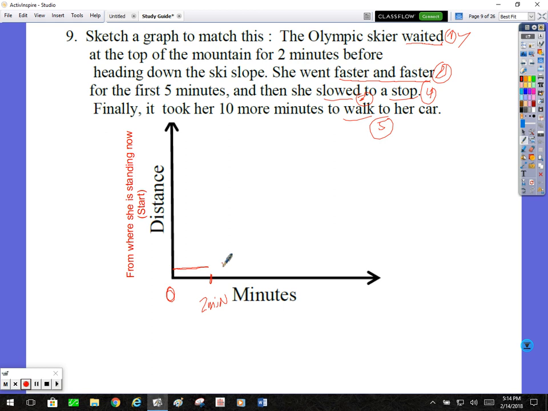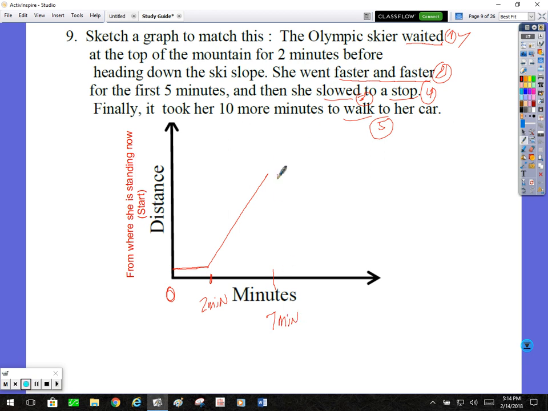So she's going for about 5 minutes. She went really, really fast. Now, even though it says she went down the slope, we're looking at the speed. So the speed is really, really fast. It could be faster than that, but we're just kind of eyeballing it. So for around 5 minutes would give me a total of 7.